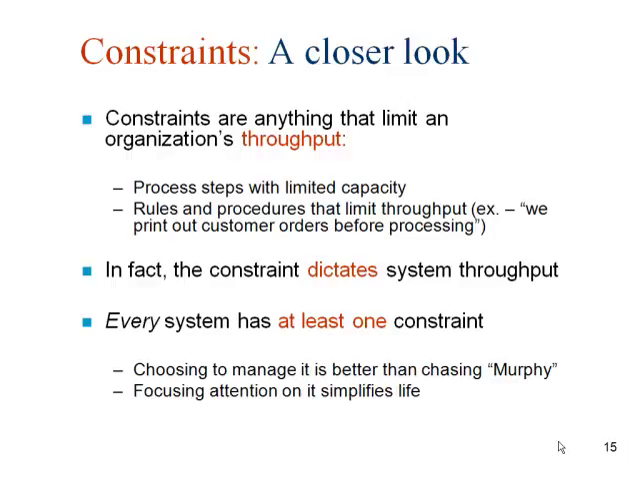As we saw in the case of Newfield, the constraint dictates the system throughput, and every system has at least one constraint. That's important because if we recognize that each process is going to have at least one constraint, then we can choose to manage it, position it where we want it to be, or we can be the victim of the constraint popping up wherever it wants to. If we know where the constraint is, focusing attention on it simplifies the life of the manager.